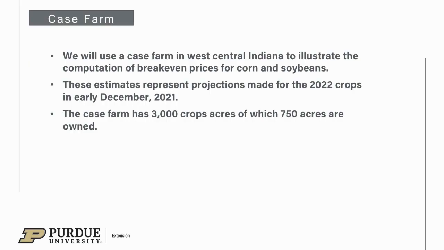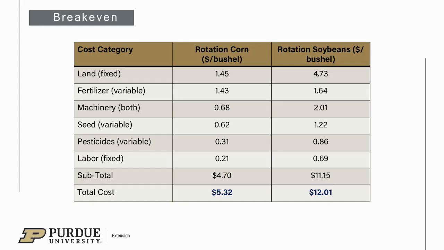This case farm has 3,000 crop acres, of which 750 acres are owned. That's important because overhead costs, particularly machinery ownership and labor costs, are dependent on farm size. So what I like to do is look at the top 6 categories in terms of corn and then look at those costs on a per bushel basis for both corn and soybeans. I don't necessarily need to dwell on all of these numbers, but I've got these listed in order in terms of the most important costs for corn, and then I've just used the same methodology looking at soybeans. And so these are the 6 top input categories.